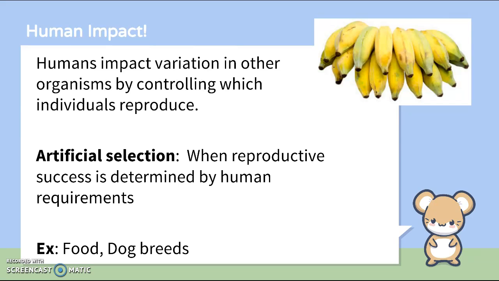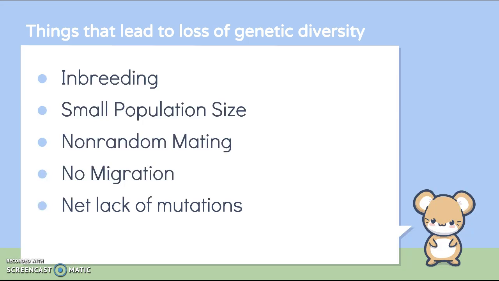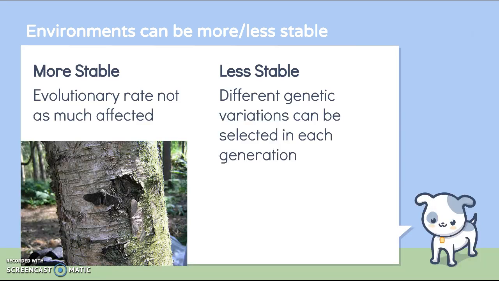And thus, those banana populations are the ones that we see more often in the world than the original wild types of bananas. All right. So things that can lead to the loss of genetic diversity include inbreeding, a small population size, non-random mating, when there's no migration, or there's a net lack of mutations in a population. So we'll talk about those later as well.